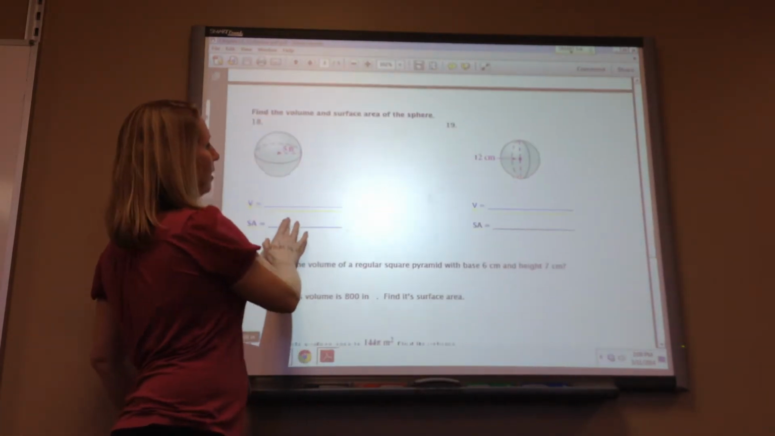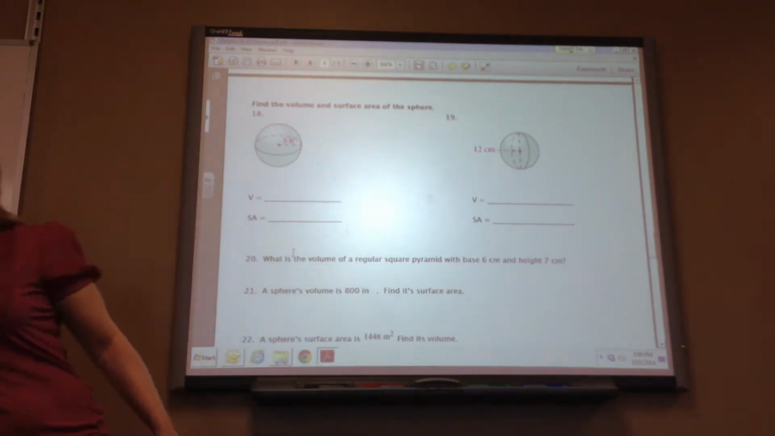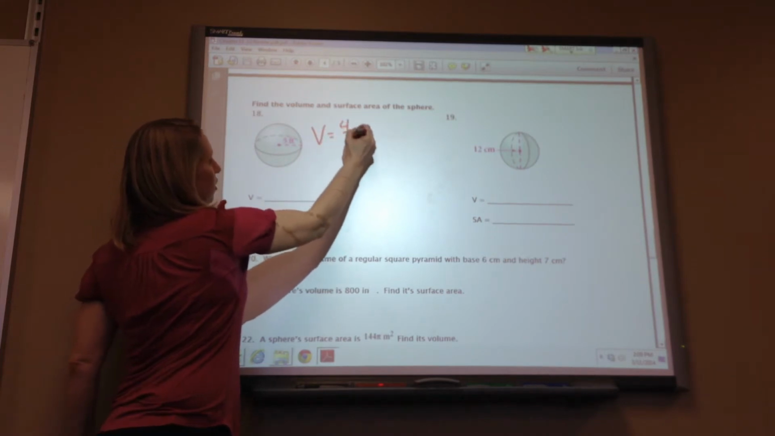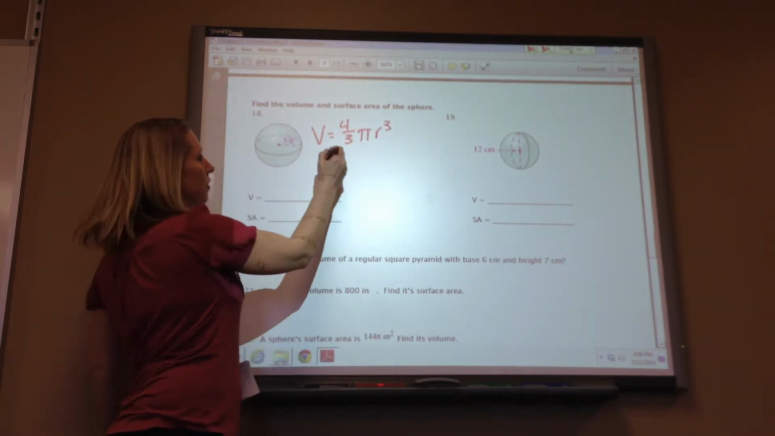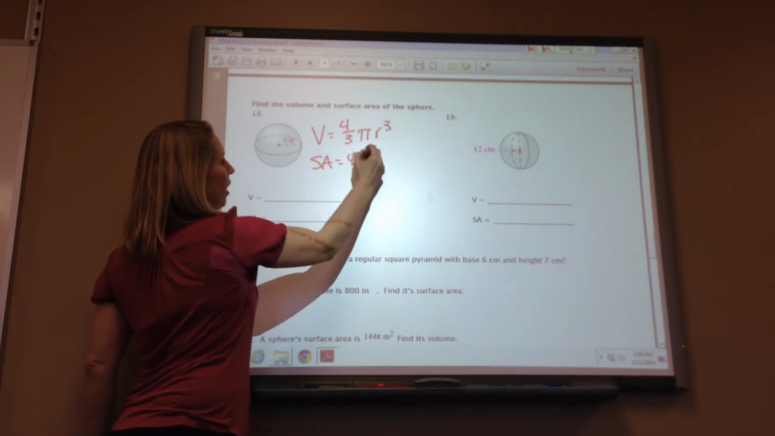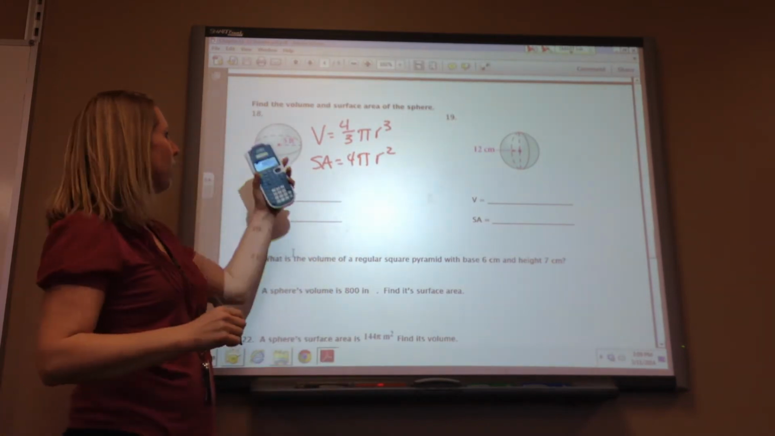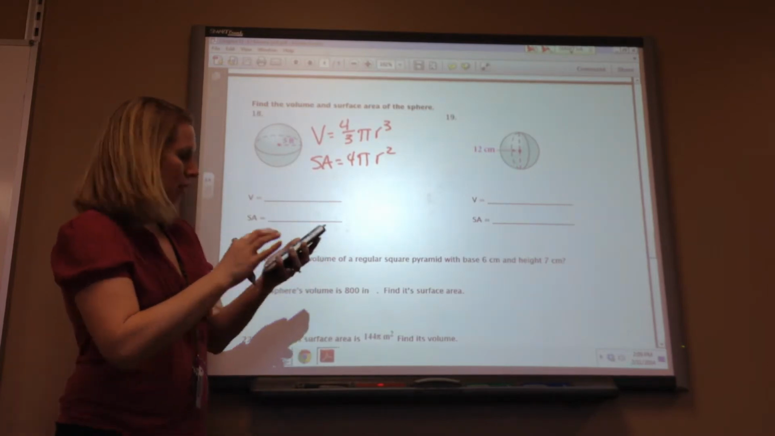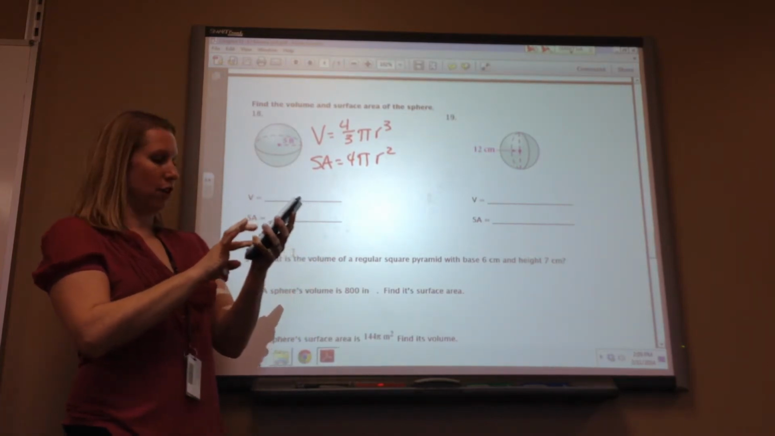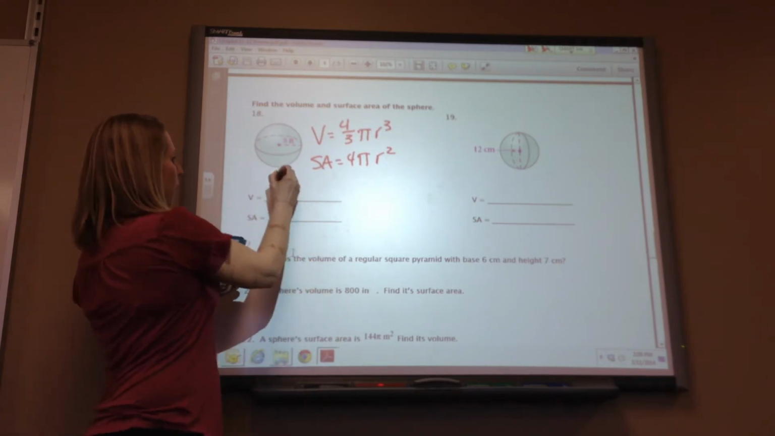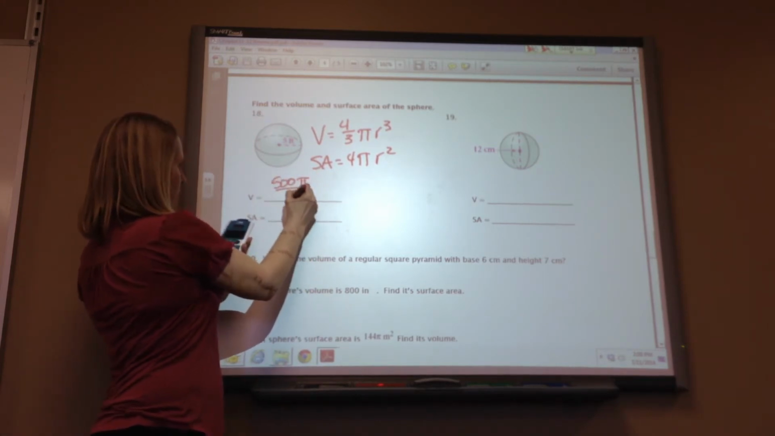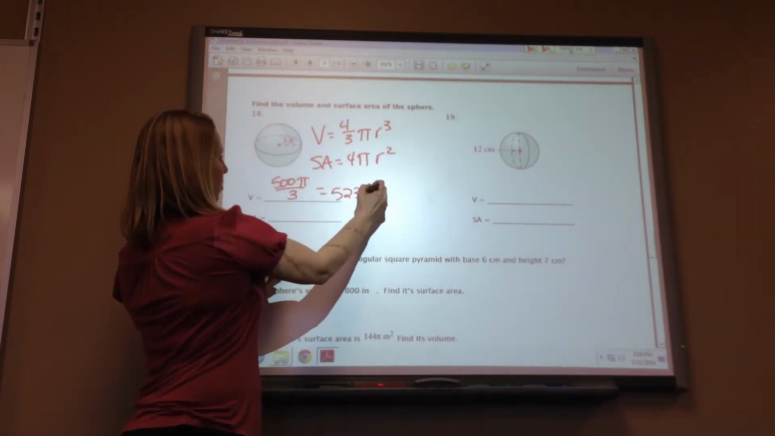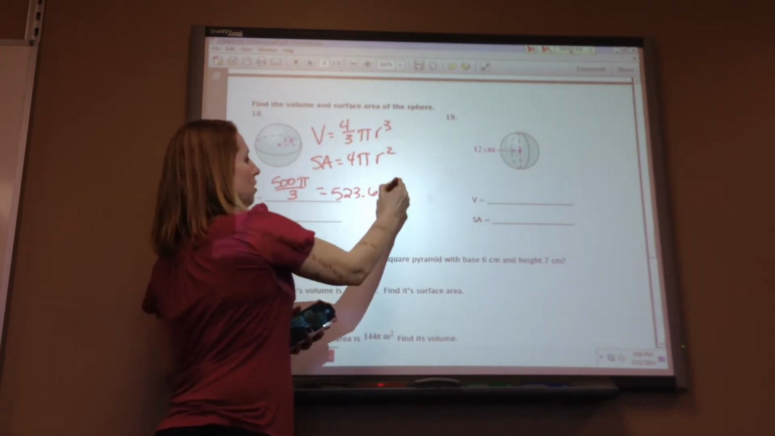All right, last page. Volume and surface area of a sphere. Volume of a sphere is 4/3 pi r cubed. Surface area of a sphere is 4 pi r squared. So the radius is 5. So basically you just plug it in the calculator. 4/3 pi 5 cubed. I got 500 pi over 3. If I change that to a decimal, I got 523.6. And that would be feet cubed.